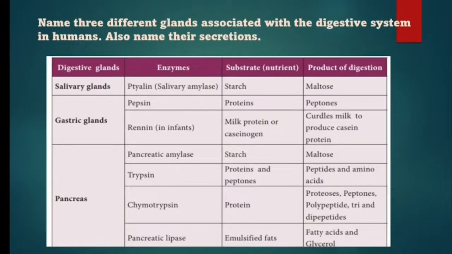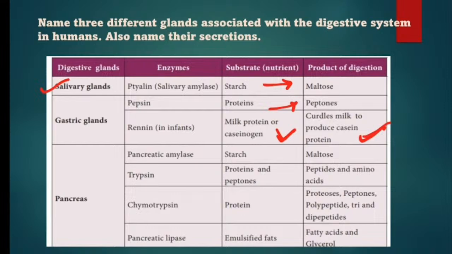So as you all know, salivary glands secrete saliva, which has ptyalin or salivary amylase, and the function is to convert starch to maltose. Gastric glands secrete pepsin, renin, and hydrochloric acid. Pepsin helps in the conversion of proteins to peptones, and renin is only released in infants. It acts on a milk protein, casein, and it helps in the curdling of the milk. Okay.